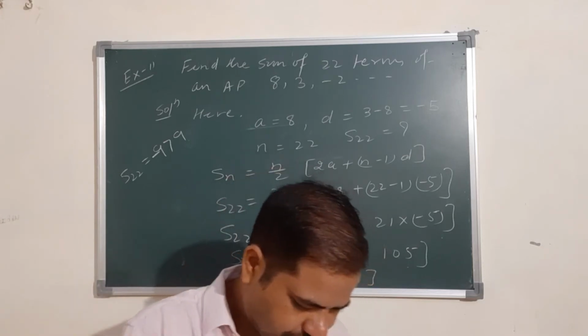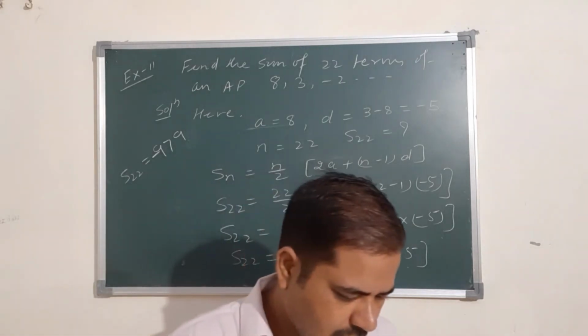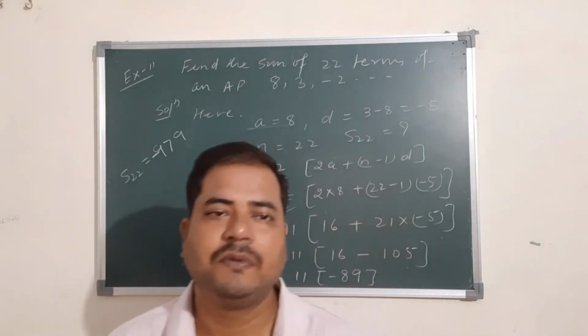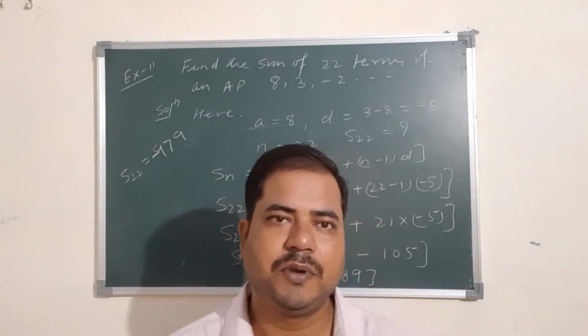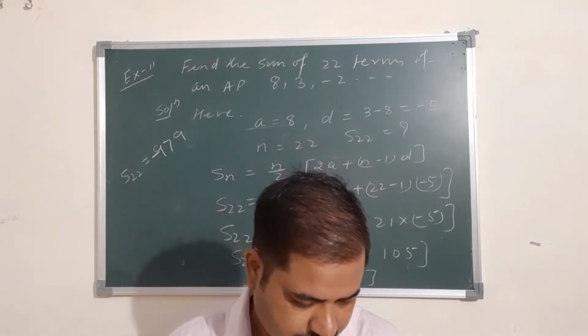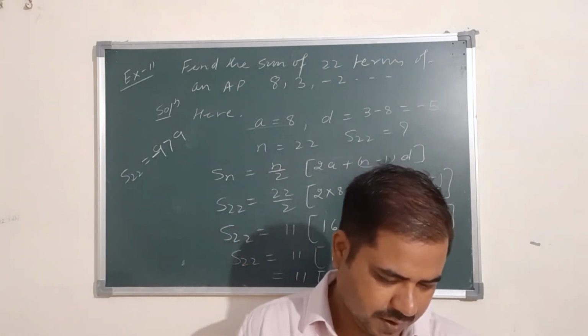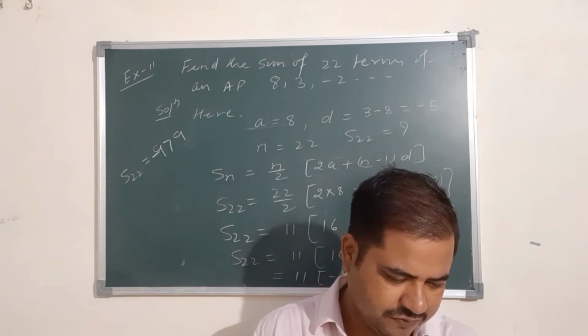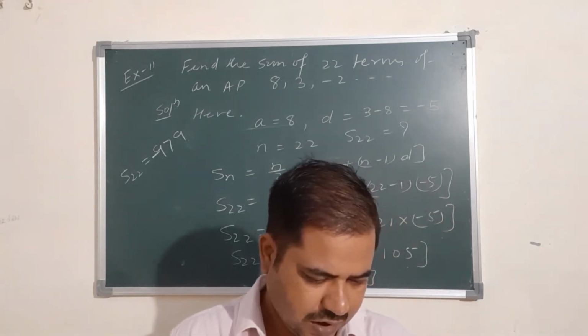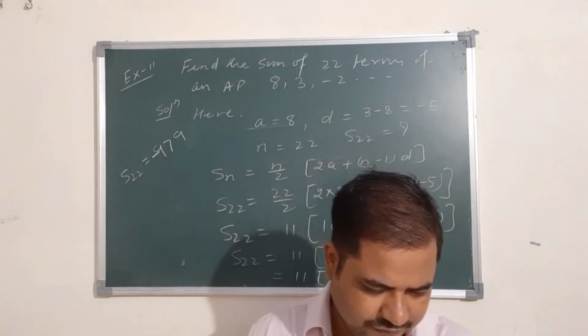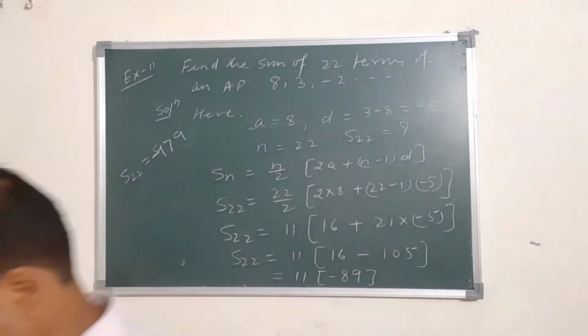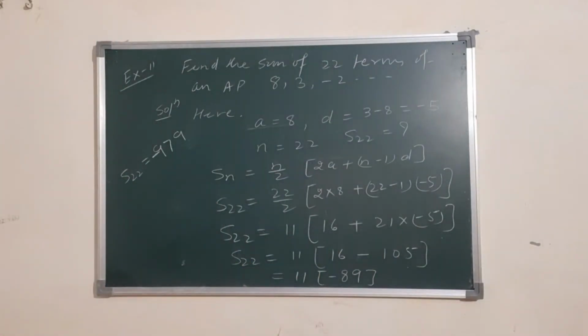Next one, example number 12. If the sum of the 14 terms of an AP is 1050 and the first term is 8, then find the 20th term. See, this is example number 12.